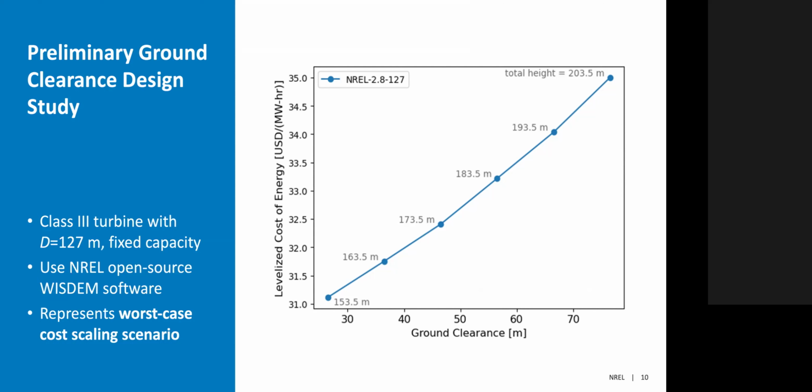What I've done here is simply taken an existing open source turbine model and moved the rotor higher above the ground. I kept the power rating the same and the diameter size the same.